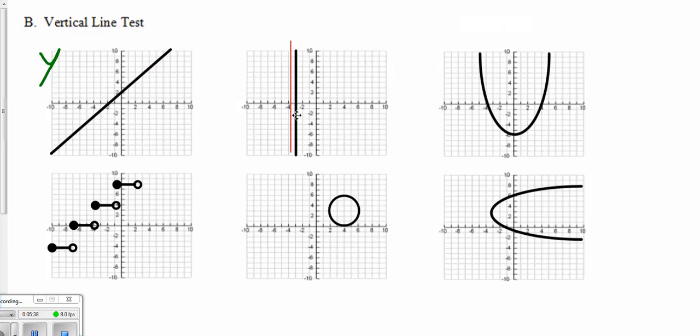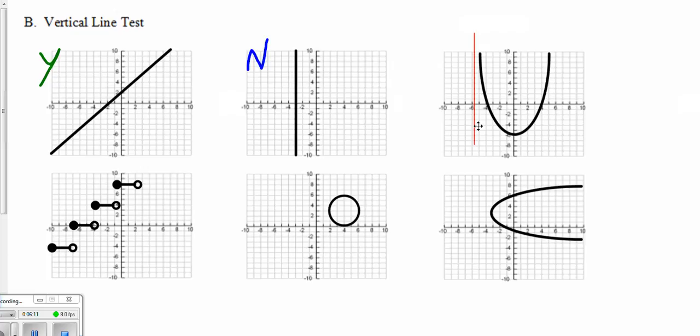Vertical line test on a vertical line, we'll notice that everywhere is being touched. Here it's nowhere, and that's okay. This vertical line can touch nowhere and it can still be a function. The problem is right here, this vertical line touches more than one point. Every single point right here, my vertical line is touching, which means no, this one is not going to be a function.